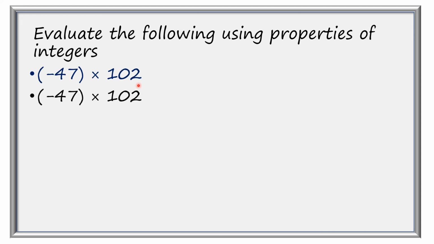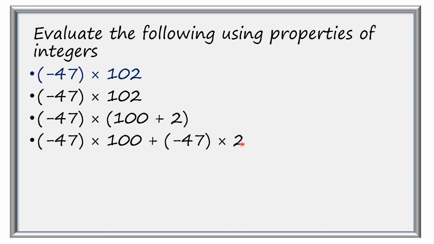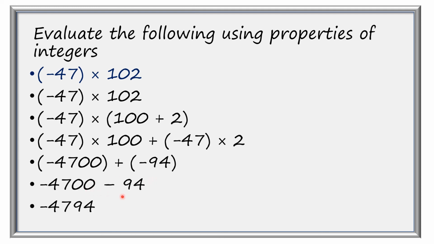102 can be written as 100 plus 2, right? So we write 100 plus 2, and now we can apply the distributive law. Minus 47 multiply by 100 plus minus 47 multiply by 2. Now multiply it. Minus 47 multiply 100 is very easy, 4700, a negative integer, so we put the negative sign here, and minus 47 multiplied by 2 is also very easy, we can do it orally, minus 94. Now we just add these two negative integers, and it is very easy to do, 4794 and a negative sign with it. So it is our product.